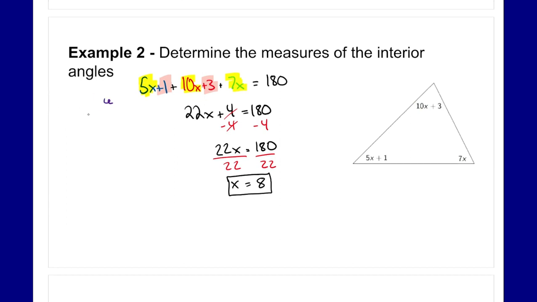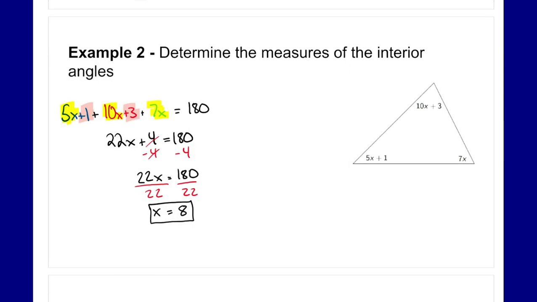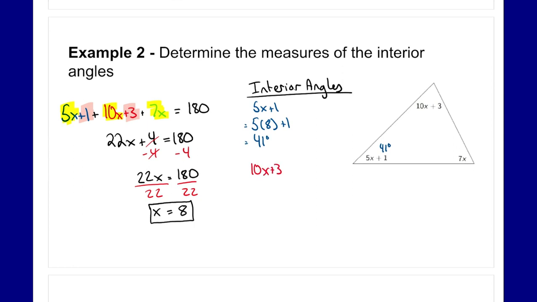Let's just move all of this over. Now we're going to focus on our interior angles. So the first one, 5x plus 1. We had 5 times 8, plus 1, equals 41 degrees. So I know that this one is 41 degrees. The next one, 10x plus 3, 10 times 8 plus 3, or 83 degrees.